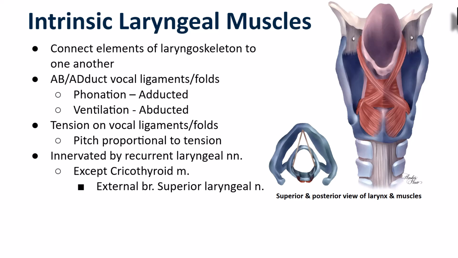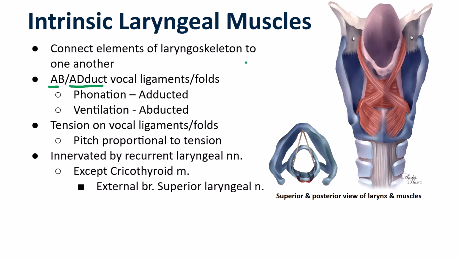For finer scale control over phonation and for optimizing ventilation or phonation, we turn to intrinsic laryngeal muscles. These are muscles which are entirely within the laryngeal skeleton, connecting one element of the laryngeal skeleton to another. There are a couple of basic motions here to understand. So these are complementary pairs. So we can abduct or adduct vocal folds or ligaments.